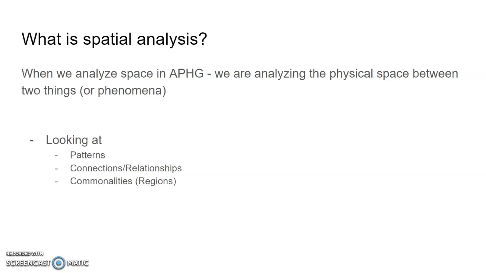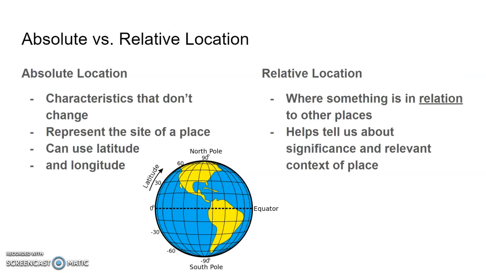So today we're going to be talking about some different concepts related to spatial analysis. One quick thing to get out of the way is some terms from Unit 1 that are helpful to describe places. So the terms absolute versus relative location. When we use the term absolute location, we're talking about characteristics of places that don't change. Often this will be represented in latitude or longitude or the specific site of a place. So this is absolute location, where something is defined in absolutist terms, unchangeable characteristics of place. Whereas relative location is where something is in relationship to other things.